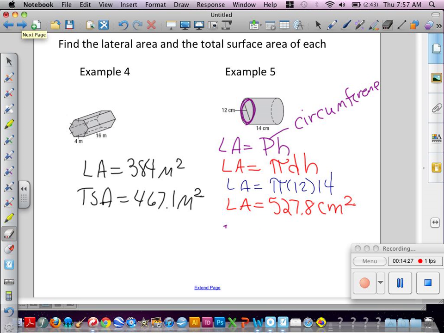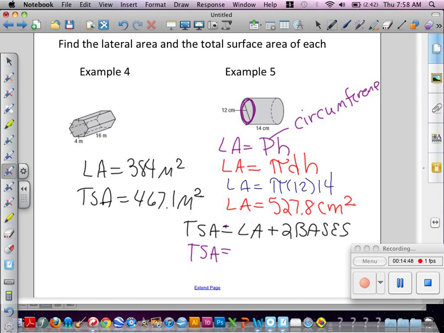Okay, now I need to go and find my total surface area. So to find total surface area, remember you do your LA plus you have two bases. You have to understand these formulas. I'm not going to give these formulas to you, so you need to know how to do them. So my total surface area, I have my LA, 527.8. Now I need to add my two bases. And my bases are circles, so I need to take 2, and then my area of my circle is pi r squared, and my radius is 6.